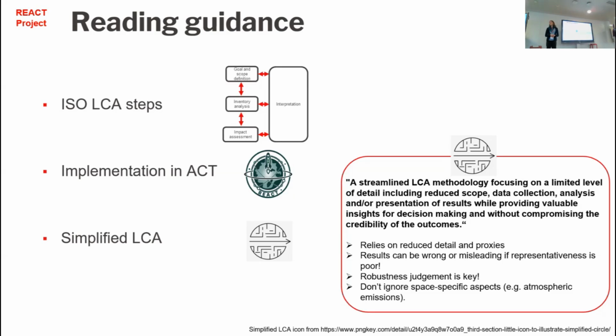It's a bit of a difficult thing to actually combine all these, but we think that ACT can actually help in succeeding there. Of course, it relies on reduced details and proxies. Of course, the results can be wrong, so you need to carefully interpret your data with robustness judgment. And space-specific aspects like emissions in upper atmospheric layers should not be neglected, even if it's a simplified LCA.